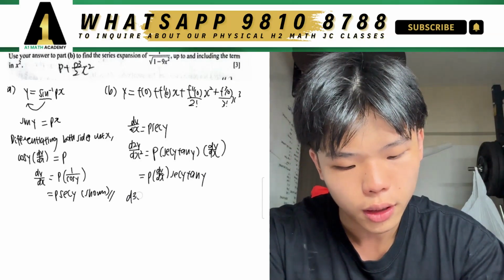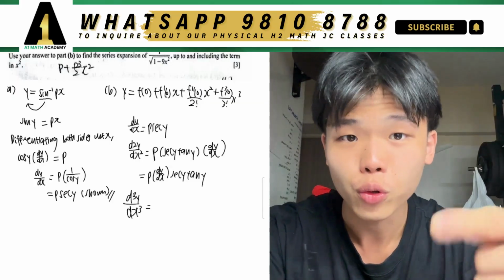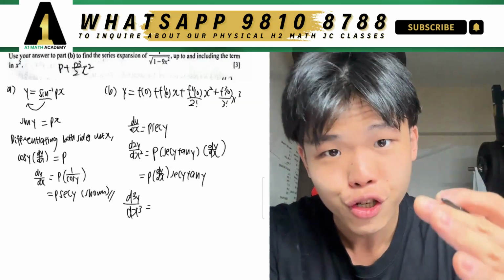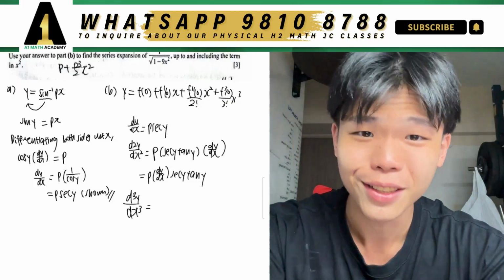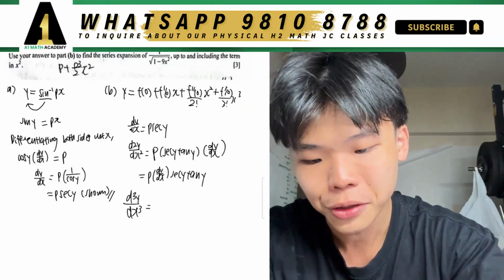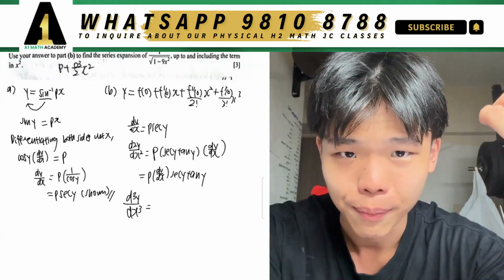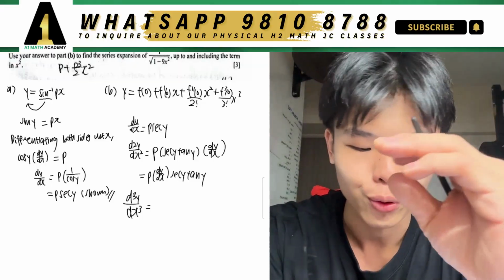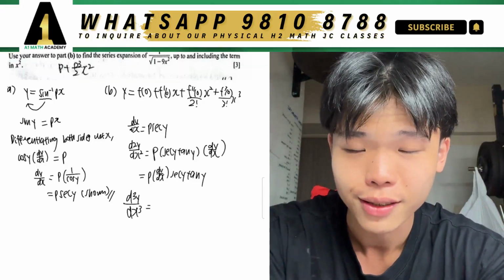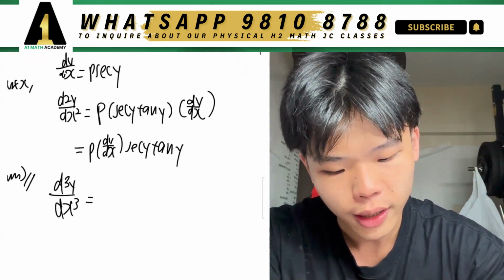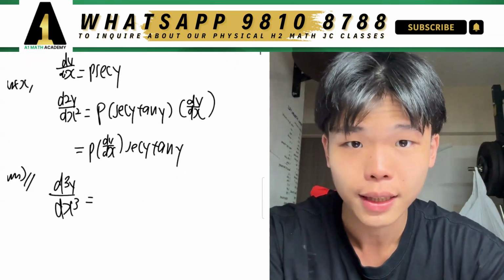Then now you do your d³y/dx³. So now you need to differentiate this, and differentiating this has 3 terms. So how exactly do you differentiate something that has 3 terms? This is the product rule applied to 3 different products all at once. And when it's 3 different products all at once, you can still use the product rule, right?